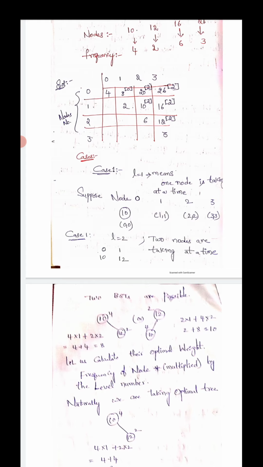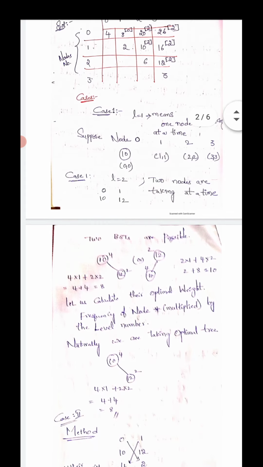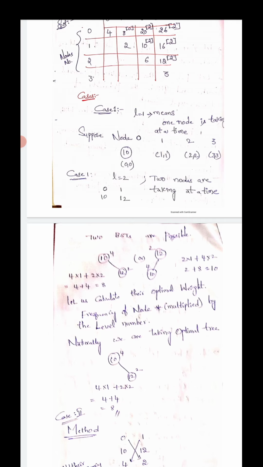So let us calculate their optimal weights. We have to solve this problem by using these optimal weights: the frequency of a node multiplied by the level number. So naturally we are taking the optimal tree like this. Optimal in the sense of best. At the optimal weight, we have to choose the best. The frequency of a node is multiplied by the level number.